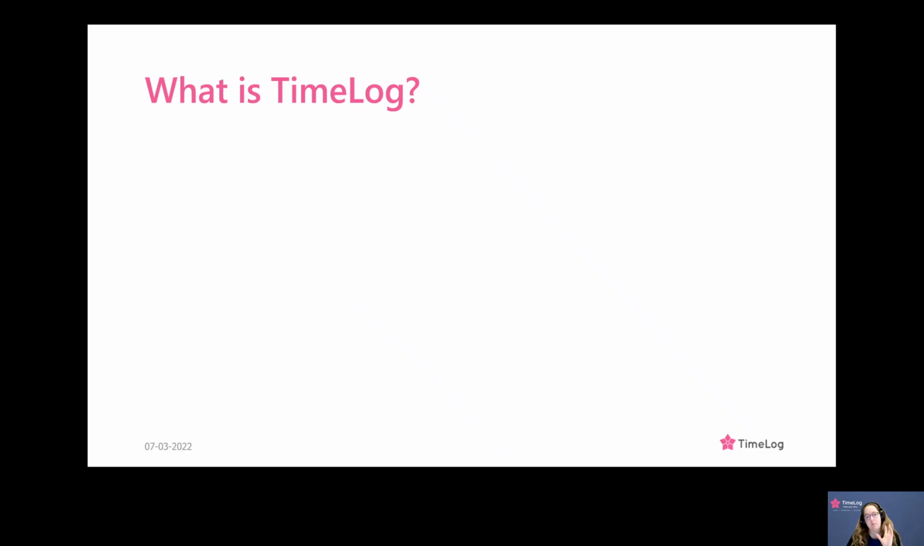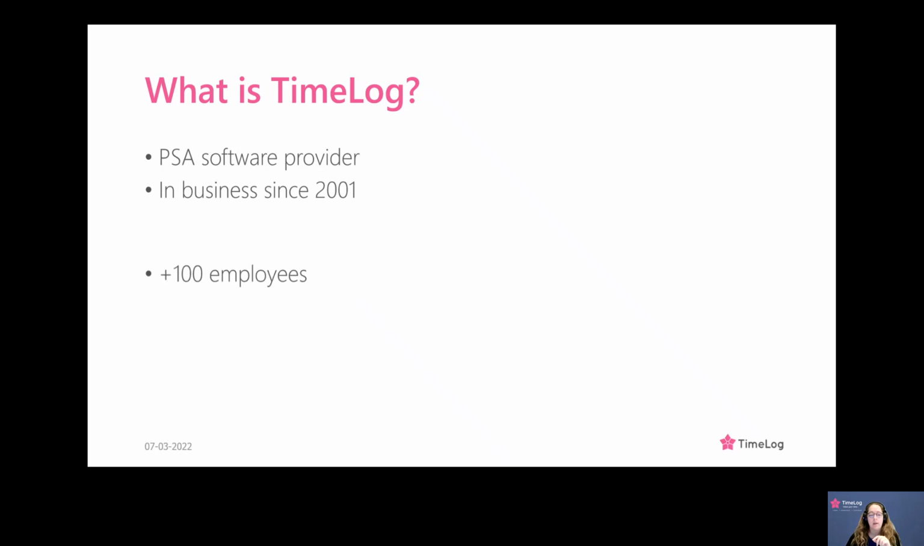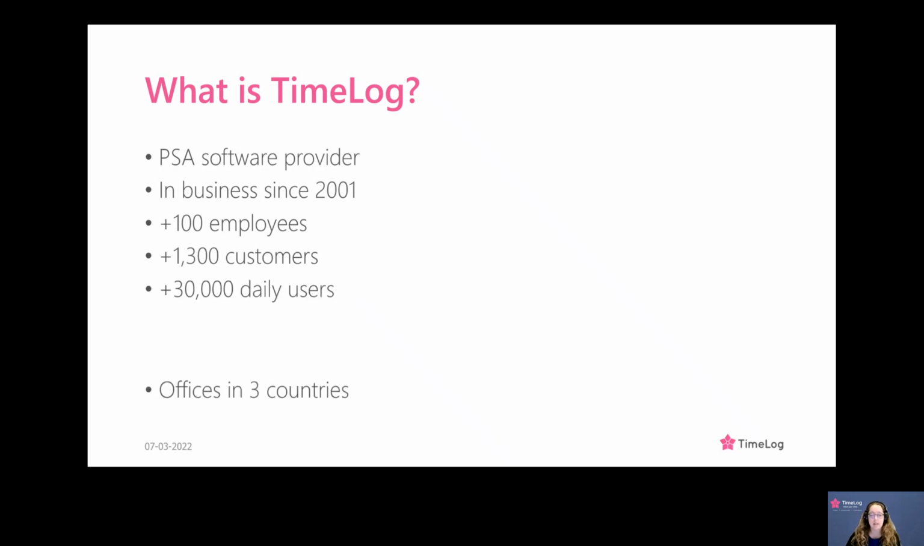And just to give you a brief introduction to TimeLog so you know which company we're talking about here. TimeLog is a professional services automation software provider that includes time tracking, project management, invoicing, and resource management. So depending on how big a company you have, you can use it for a lot of things and get a lot of your business processes documented in this way. We have been in business since 2001. And we're now more than 100 employees. We have more than 1,000 customers. We have more than 30,000 daily users. And we have offices in 3 countries.